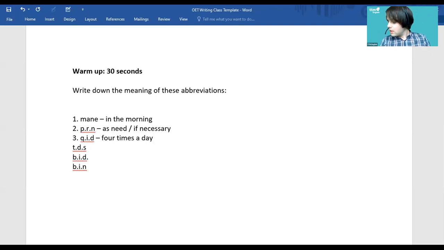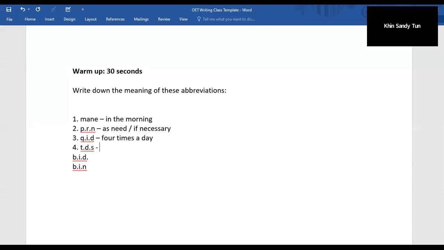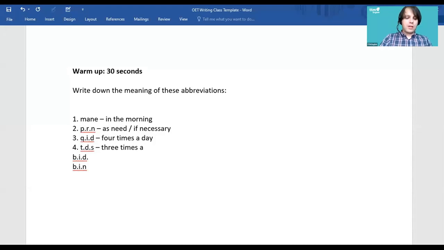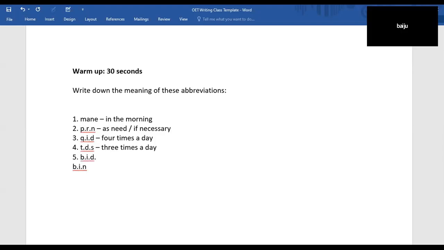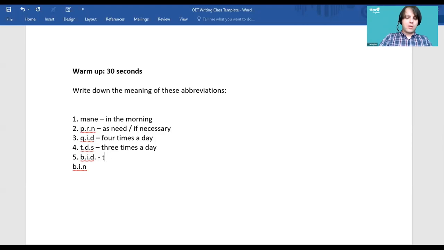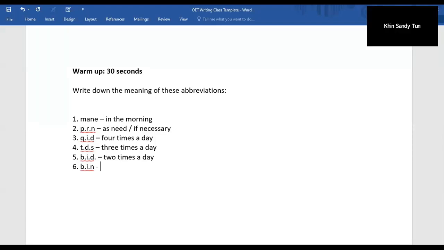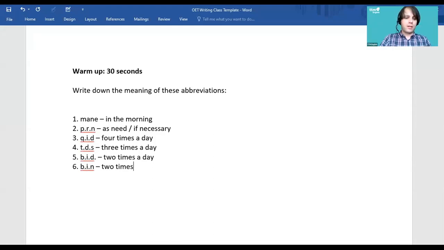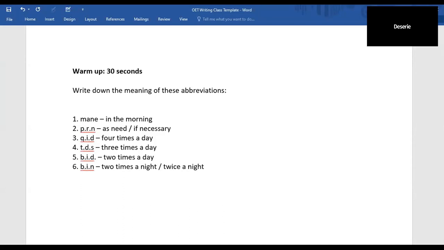Microphones off. Very good. Sandy, if you could do TDS. Yes, three times a day. T for three. Good. Thank you very much. Let's have Baiju. Are you there? BD means two times a day. Good stuff. And of course, the last one, everyone together, put your microphones on and just shout it at me. Twice a night? By night. Yeah, two times a night or twice a night. Right. Twice a night.